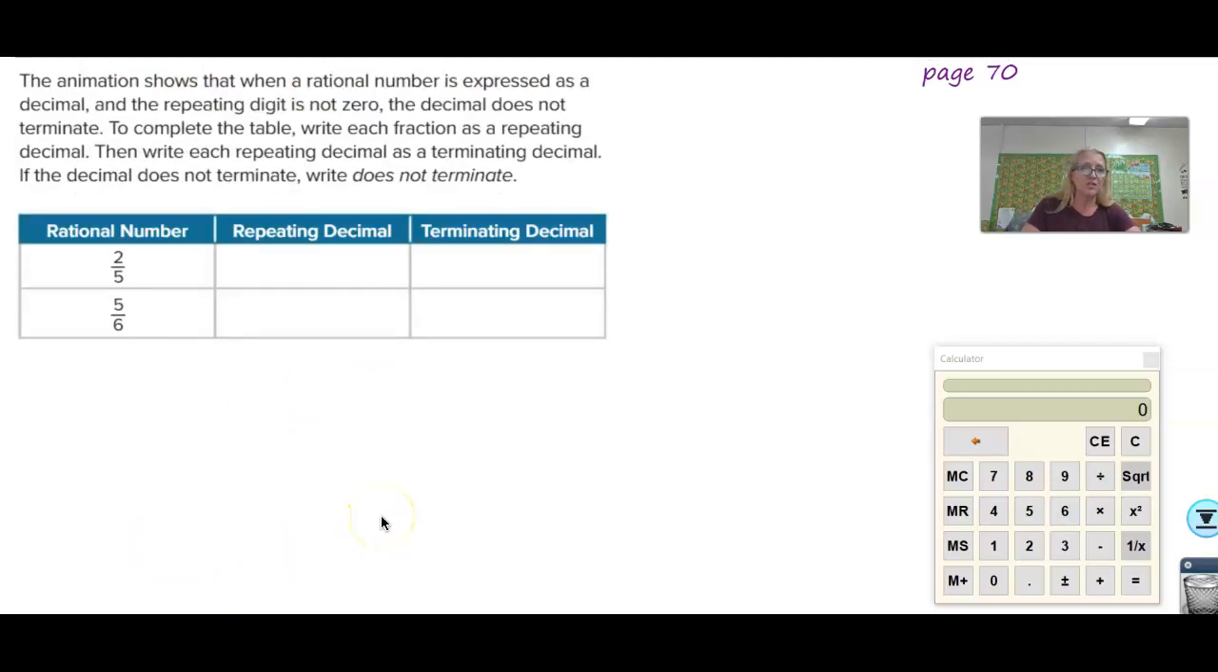Okay, so there's some animation you're supposed to watch, but I've tried to show videos on these before and it doesn't work. So we'll just pretend we saw the animation and we'll go on.